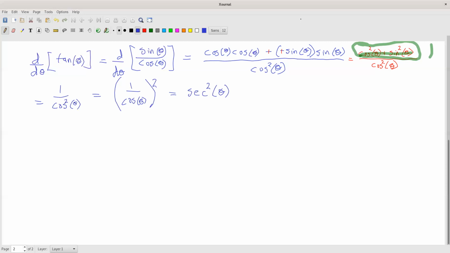All right, let's try another one. So we have sine, cosine, and tangent so far. We need to figure out secant, cosecant, and cotangent.